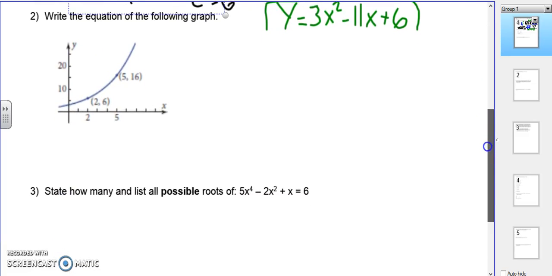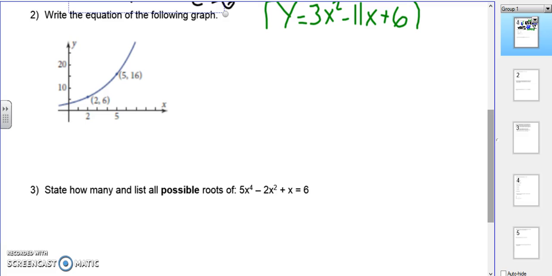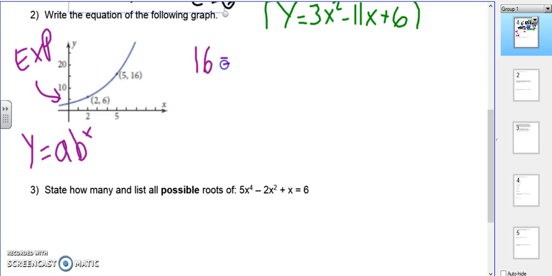Okay, let's take a look at number 2. Another equation. What kind is this? Looking at the graph, it looks like, since it goes through the y-axis, it's exponential. So exponential y equals ab to the x. So I'm going to do 16 equals ab to the 5. And then I have 6 equals ab squared.